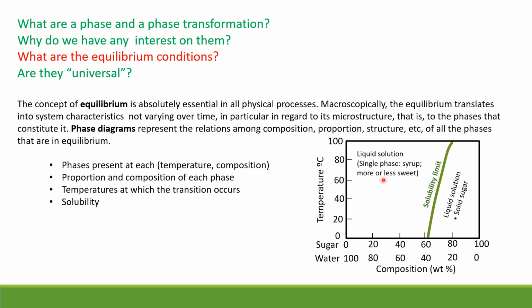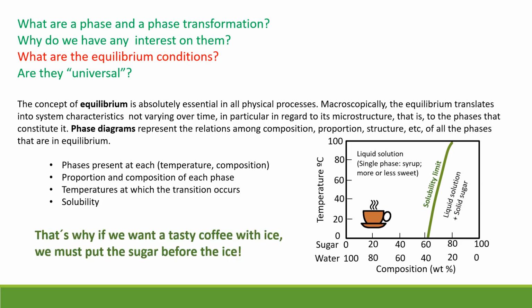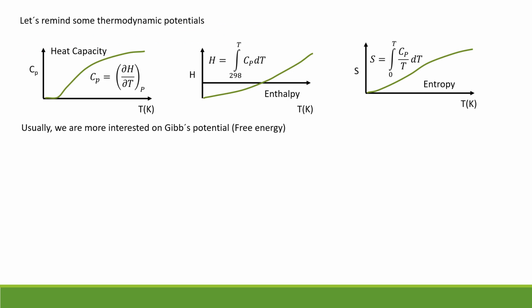And as I said, if I come here, at 60 degrees for instance, and I'm increasing the amount of sugar, more sugar, more sugar, puff, I reach the limit here. I cannot add more sugar without going to this state in which I have solid sugar precipitated. Okay, and that's why if I want to taste the coffee with ice, I must put the sugar before the ice, and not the opposite.